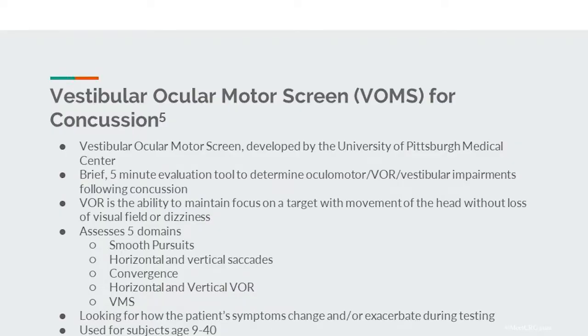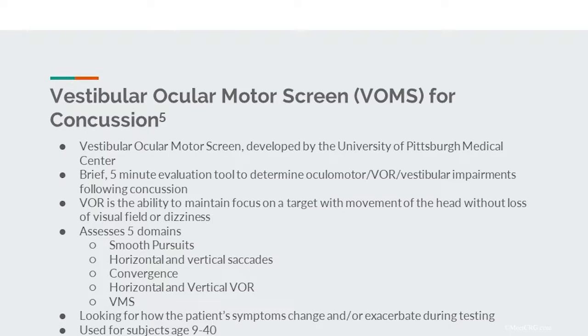So Dr. Turan had also already alluded to this, but I love this, the VOMS, or the Vestibular Ocular Motor Screen. This was developed by the University of Pittsburgh Medical Center, and it's great because it's really short and quick, and you can capture a lot of information about these patients in a really short amount of time.